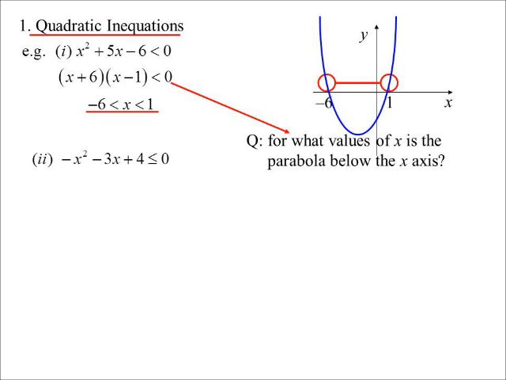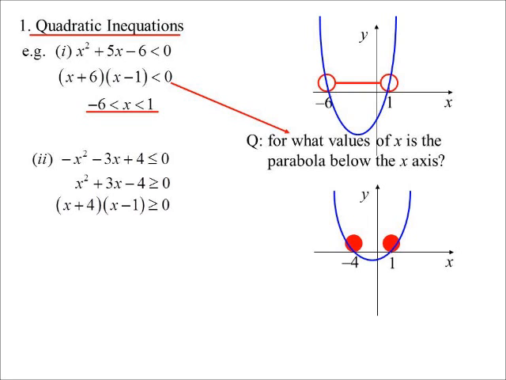So here's this one. When I get these ones, I don't know about you, but I hate doing negative x squareds. So I just multiply everything by negative 1. But of course, if you change the sign, you change the sign, so it becomes greater than or equal to. There we go, that now factorises. My critical points are minus 4 and 1. They're included in this case because it's an equal to as well.